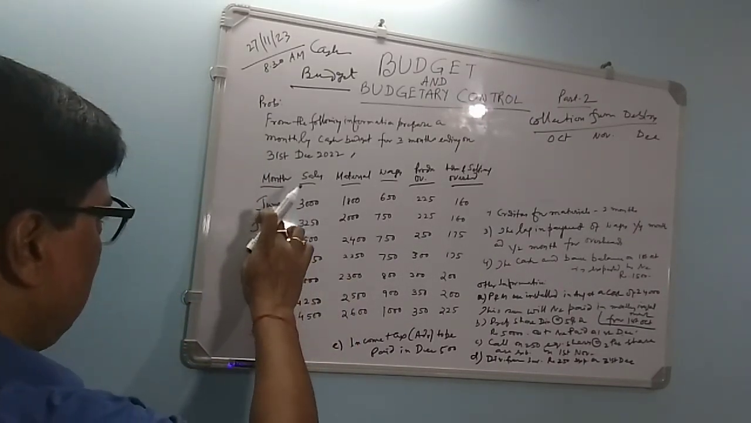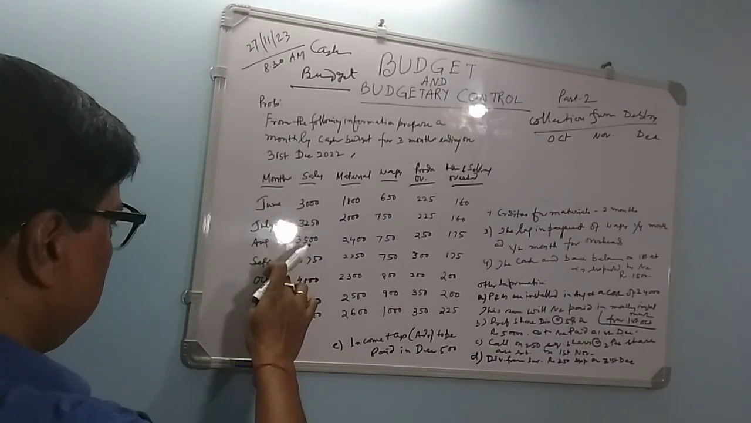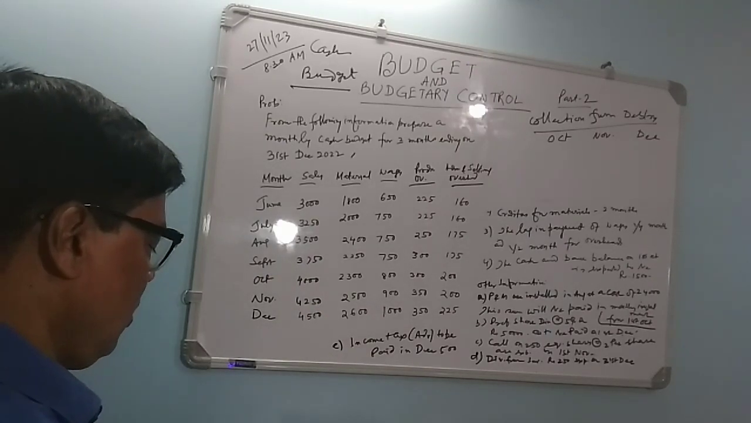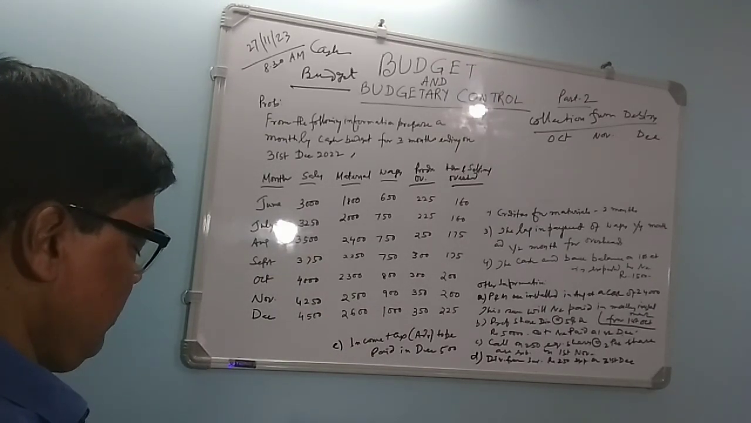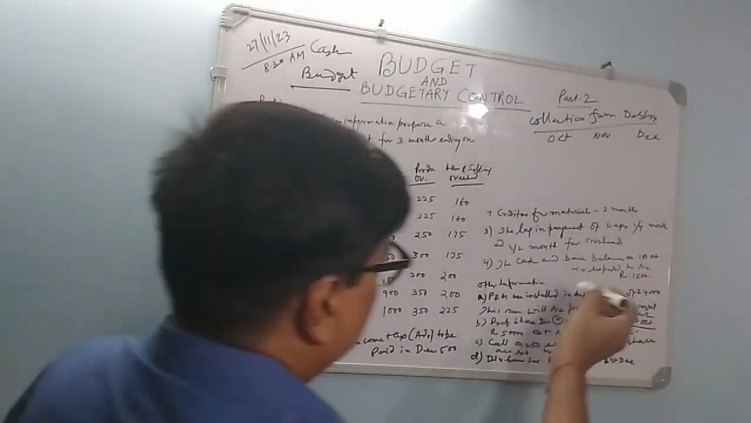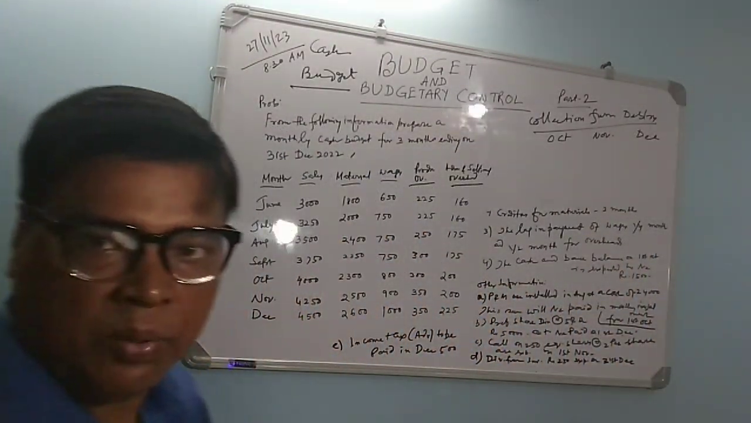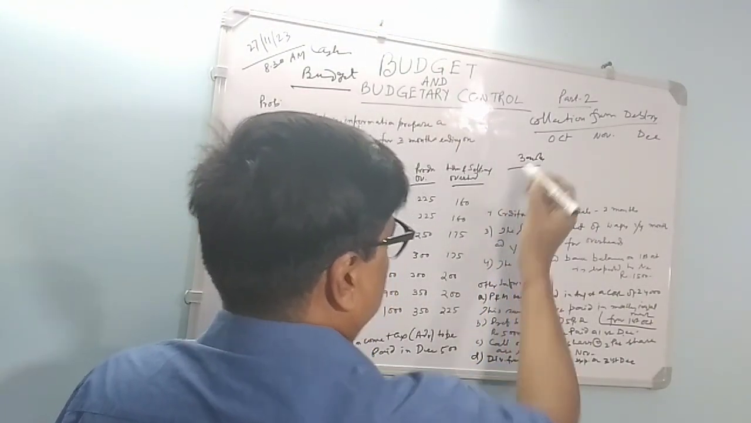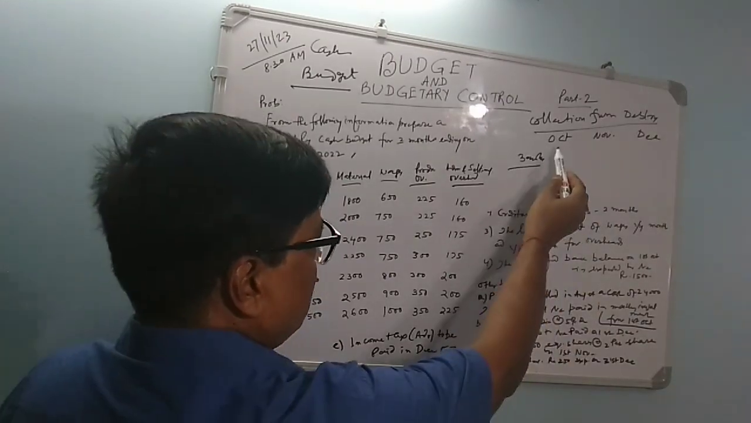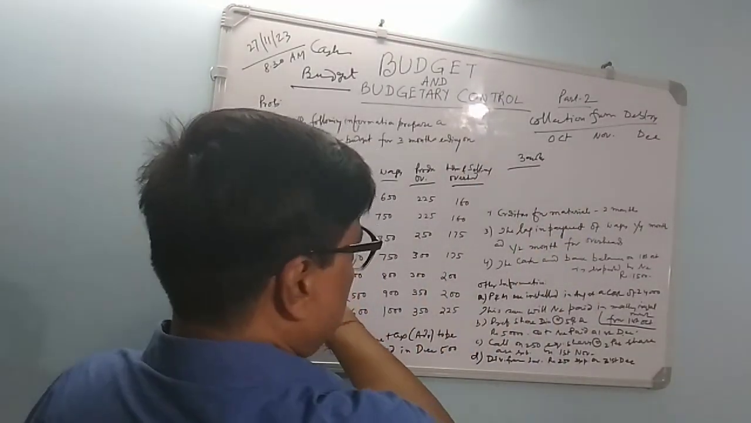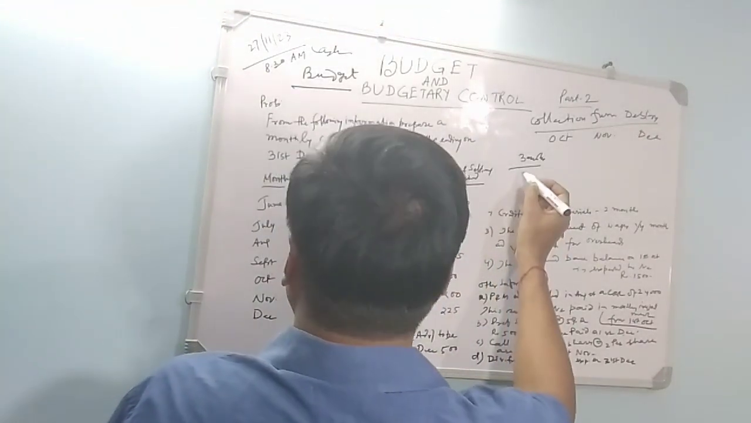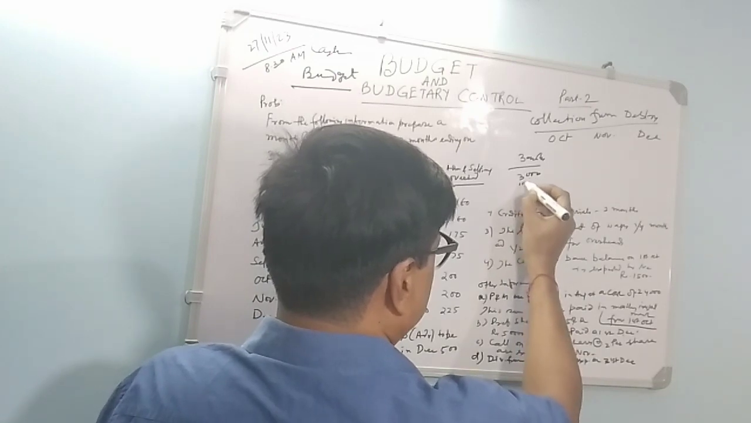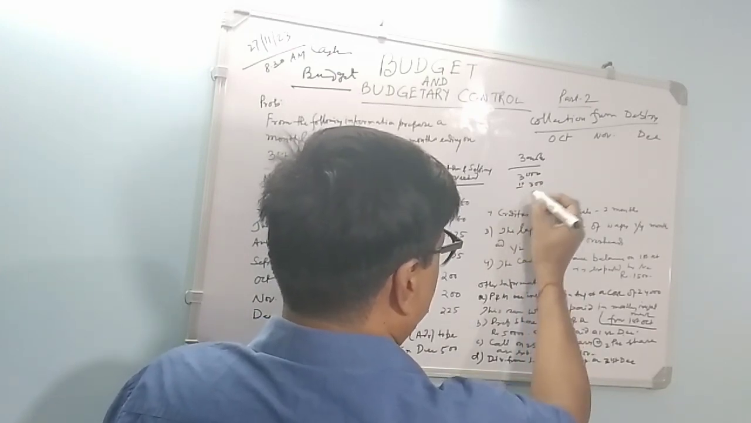So 3 months means June, July, August, September and October. When you have to start from October, you have to think very carefully about the 3 months. Why do you have to start from June itself? Because June month there is your 3000 sales, and out of that 10% means 300 will be given as cash sales.